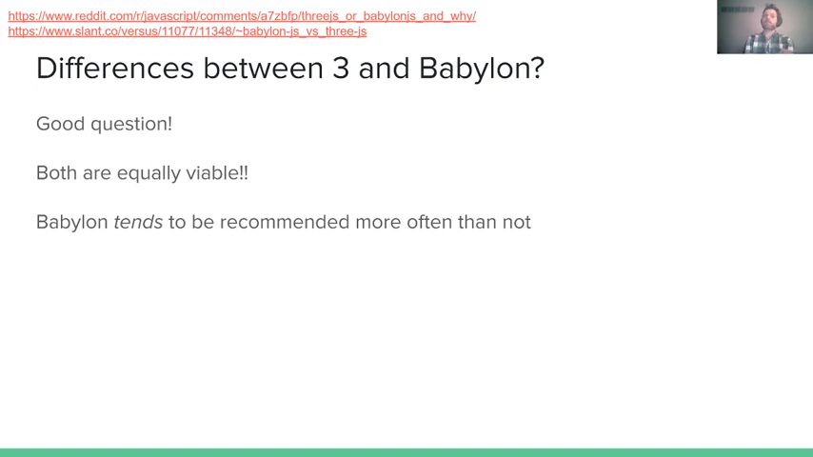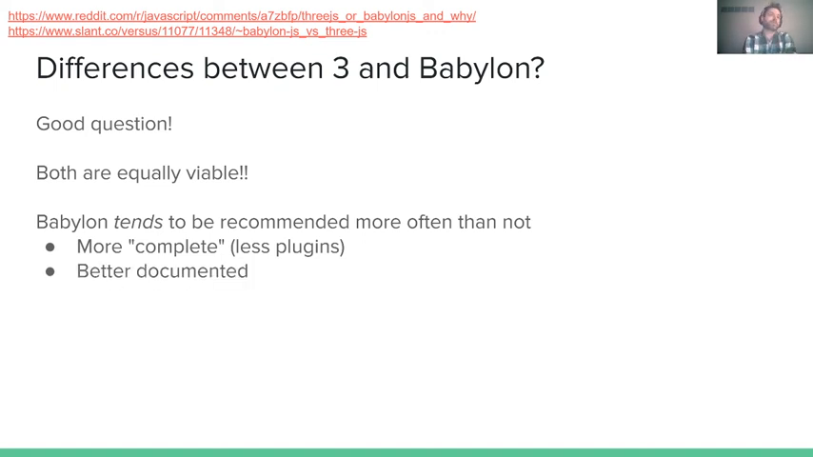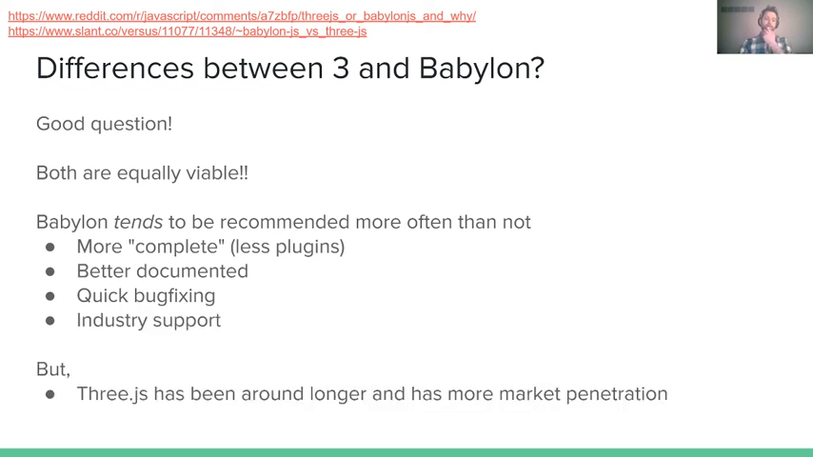In 2019, 2020, a lot of the articles tend to recommend Babylon more. And the reason is that it seems to be a little bit more complete. So Babylon by itself is a cohesive engine with everything baked into it, right? It tends to be better documented too. Now, better documentation is a good thing, but it's very arguable to me, honestly, because Three.js has been around for a lot longer. Babylon is a relatively new framework.